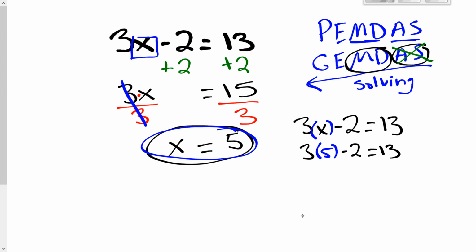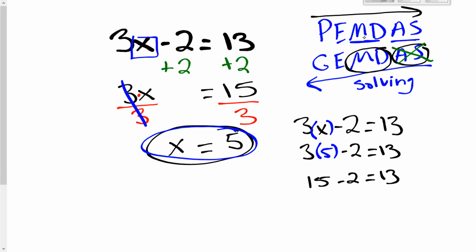3 times 5 is, and this is order of operations, we're actually solving, or simplifying, I guess, in this case. So we solved for x here, so when we're simplifying over here, we need to move from left to right. There were no parentheses to work with. There's no exponent, but there was multiplication. So 3 times 5 is 15. Bring down my minus 2 equals 13.